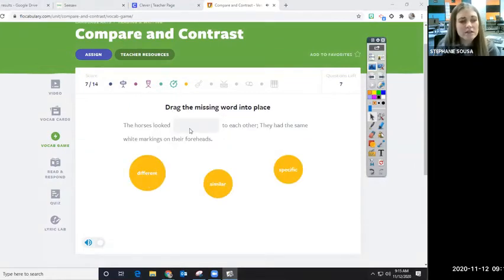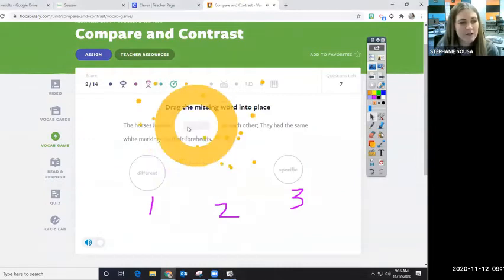The horses looked blank to each other. They had the same white markings on their forehead. If they had the same white markings, did they look different? Did they look similar? Or did they look specific? Give them the peace sign. That's right. If they had the same white markings, they are similar.